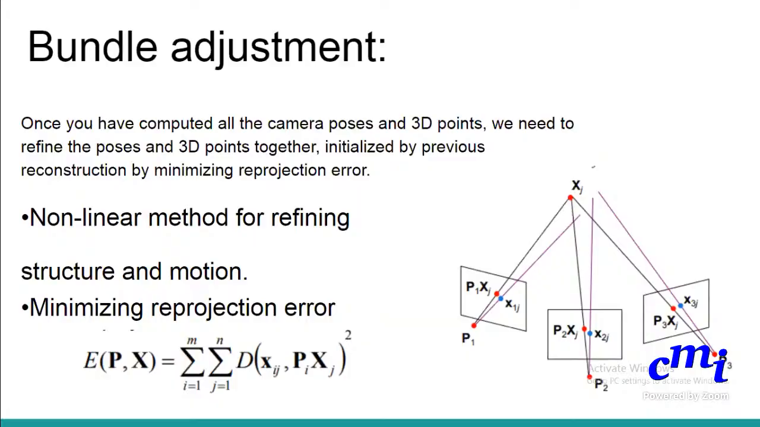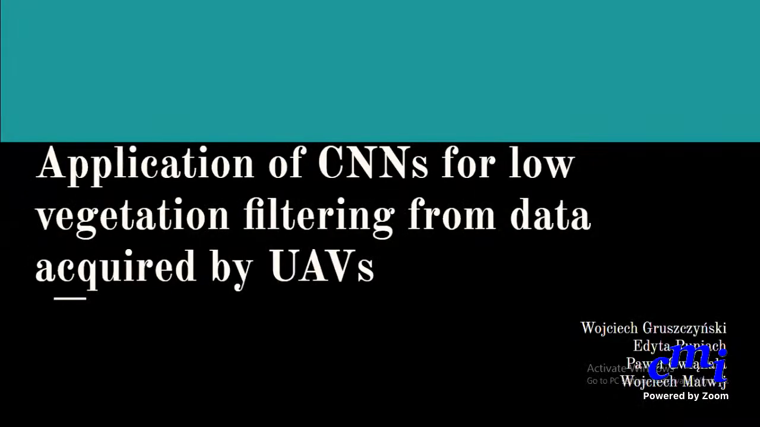So now Sumeet will discuss an application of structure from motion. Hi everyone. I'm going to explain a paper titled "Applications of CNN for Low Vegetation Filtering from Data Acquired by UAVs." This is not properly structure from motion. It comes under the domain of photogrammetry, but here structure from motion is used. We will see that in a bit.